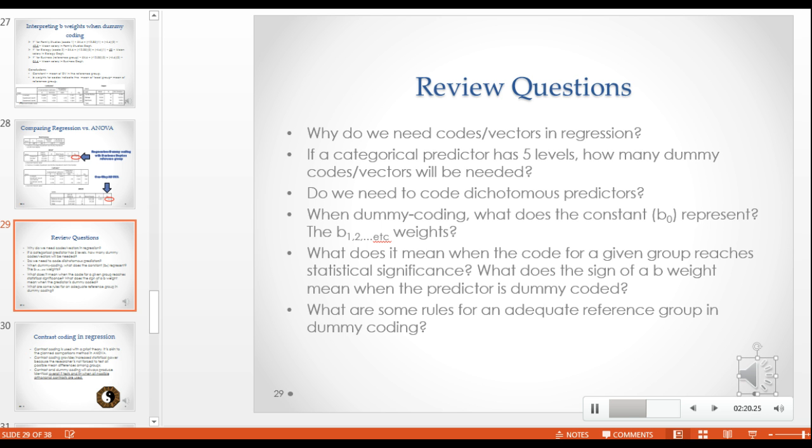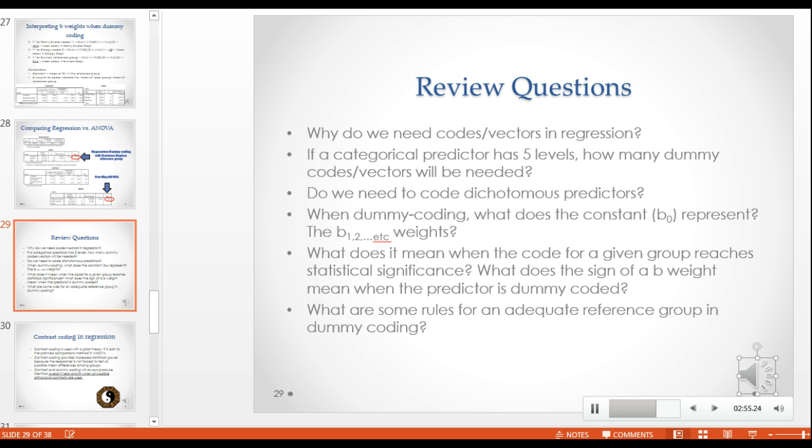When dummy coding, what does the constant represent? The constant represents the mean of the DV in the reference group, whatever you made that to be. The B weights in dummy coding represent the differences from that group to the reference group. So it's a comparison of that particular group to the reference group. So if that code has reached significance, we know that that group differs significantly from the reference group. And remember that the B weights are equal to the focal group's mean minus the reference group mean.